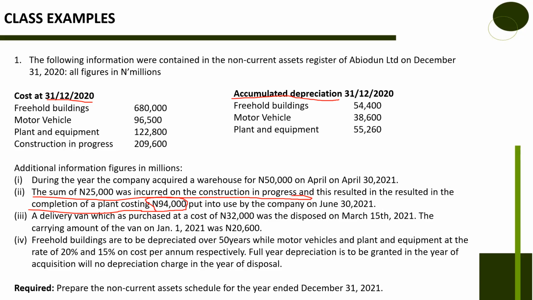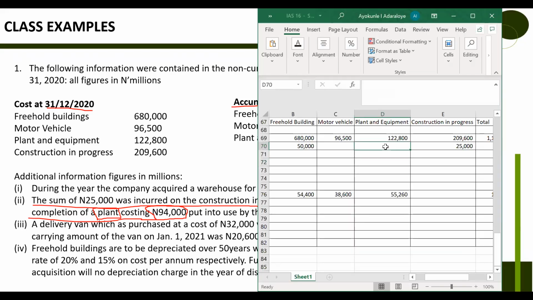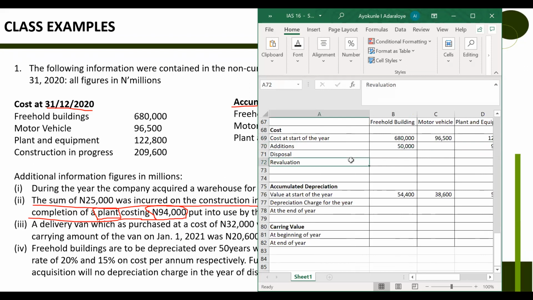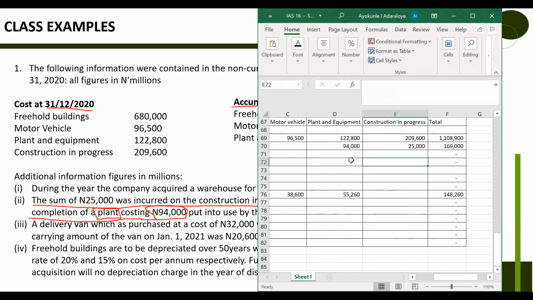You will move this amount, this 94,000. You said it will go into what? Into plants. So our plant will have a new addition of what? 94,000. Is that correct? Yes, sir. So our plant will have an addition of 94,000. But our construction in progress will not be this much again, because we have moved an item from construction in progress to plant and equipment. So that is the reason why we will have a revaluation, or what it should be.